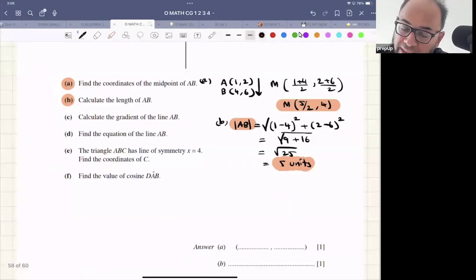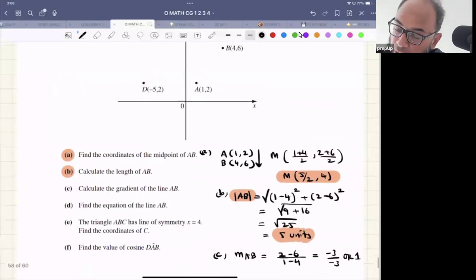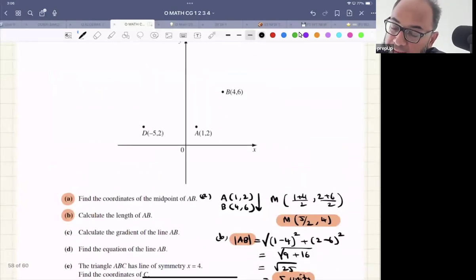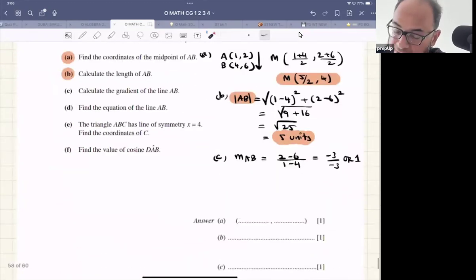Calculate the gradient of the line AB. Part C, gradient of line AB, that is (2 minus 6) over (1 minus 4). 2 minus 6 is negative 4, 1 minus 4 is negative 3. This is negative 3. This comes out to be positive 1. Always double check. Yes, this line has a positive slope. So this thing is done. That is part C, gradient, that comes out to be 1.